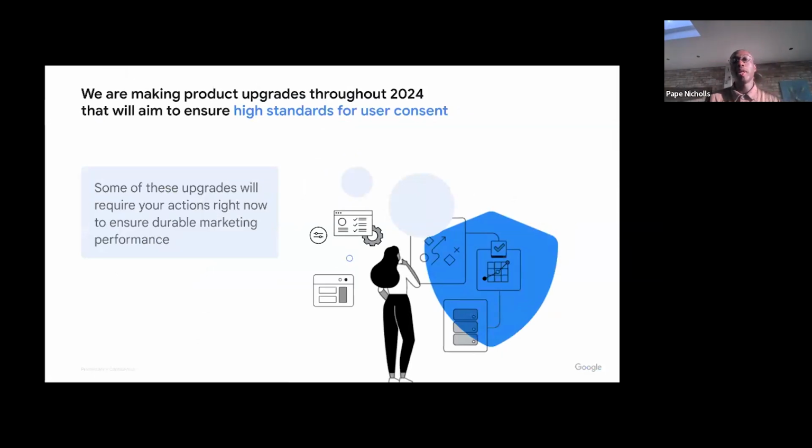So we have been making some product upgrades throughout 2024, and to be honest, it's been much longer. I started at Google maybe 4 years ago, and I started working right away on ads privacy products, and there were a couple of them at that time, and now we have many more. But some of these upgrades that we've made throughout 2024 will require your action if you haven't done anything yet. And I'll get into that right now.